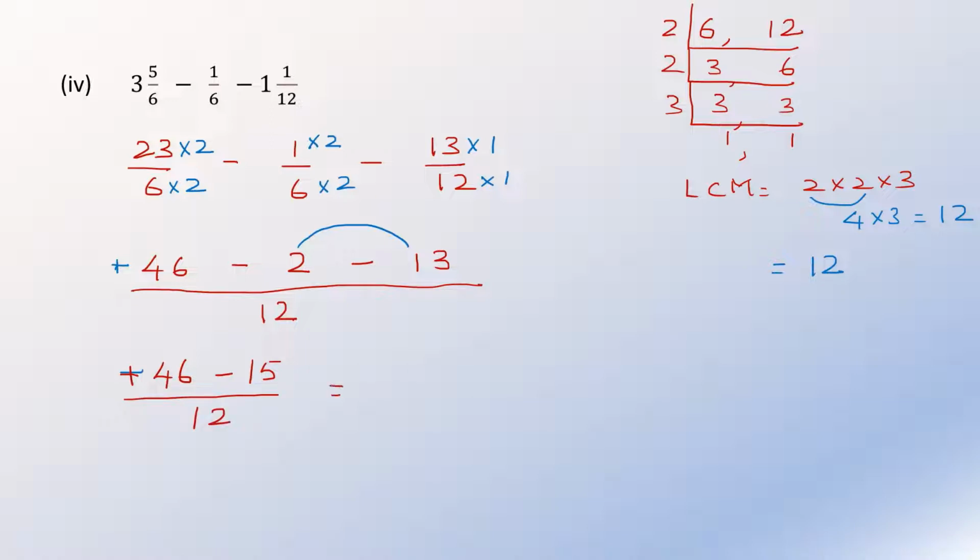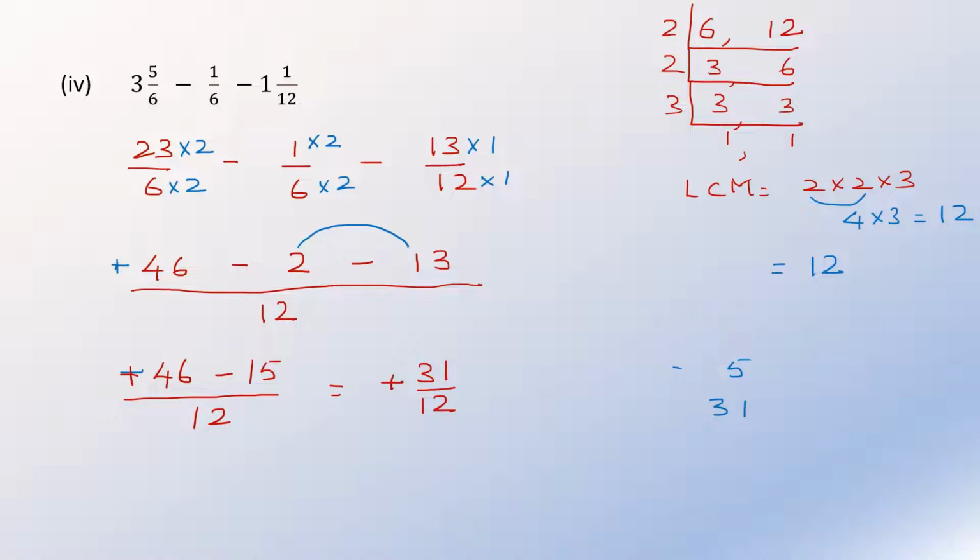So let's minus these two. When signs are the same, put the same sign and subtract. You can do the subtraction here. 46 minus 15. So 6 minus 5 is 1. 4 minus 1 is 3. So just put the sign of the bigger number. We put plus 31 by 12.